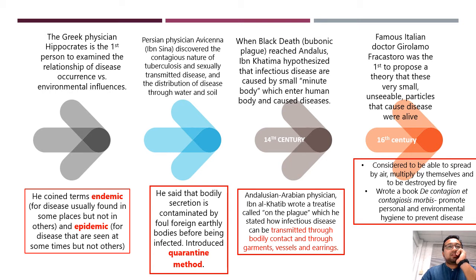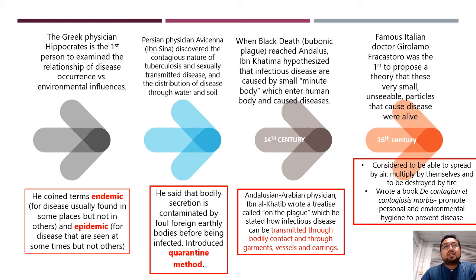Okay, endemic ni adalah disease usually found in some places but not in others. And epidemic for disease that are seen at some times but not others. Okay, so kalau yang kita ada apa nama? Dia ada lagi satu kita panggil pandemic. Kat semua tempat kena. And the best example is currently COVID-19.